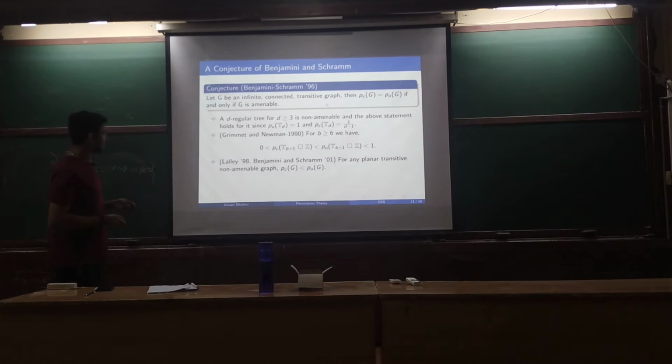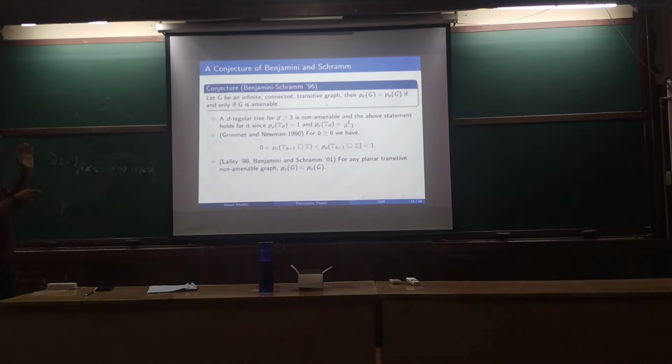And in fact, there is a big paper by Lyons, Benjamini, and Schramm where they showed it for all planar transitive graphs. So for any planar transitive non-amenable graphs, PC will be less than PU. So planar just means that if you draw the graph, you can draw it without intersecting the edges on a plane.